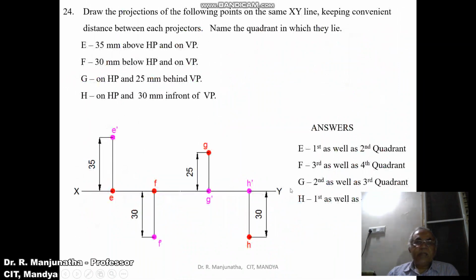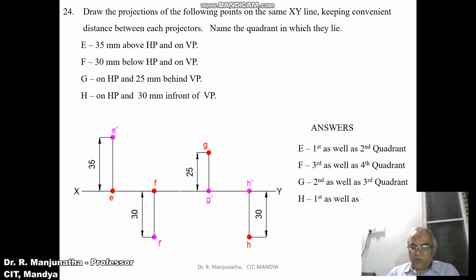Now we are going to consider the last one. H is on HP and 30 mm in front of VP. In front of VP, the distance can be seen in the first as well as the fourth quadrant.